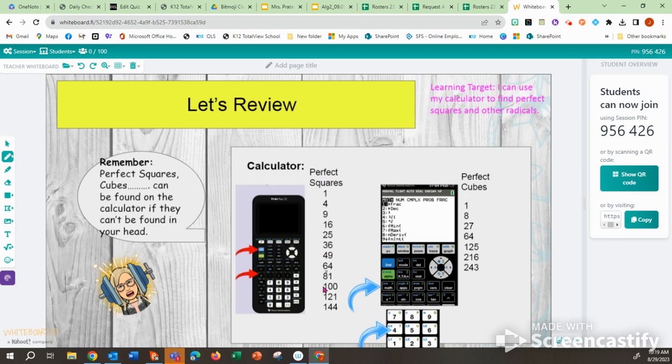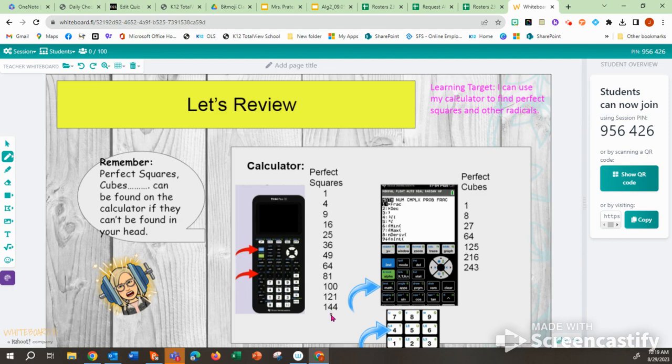I do have a list of perfect squares, 1 through 144, and then I made a shorter list of perfect cubes just because we don't have those memorized. If you are trying to find a square root of a number and you're not sure whether it's a perfect square or not, and you're working on your TI-84, you're going to hit the blue second button, and then you're going to hit the X squared. That's going to bring up the square root key, and then you can put in any number that you want.